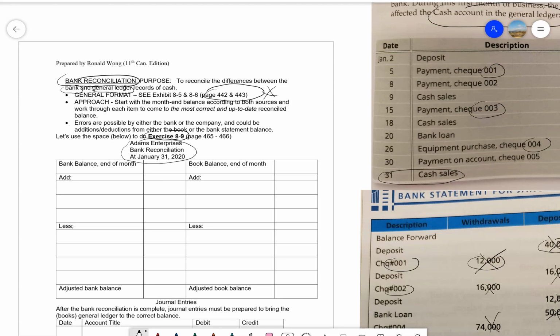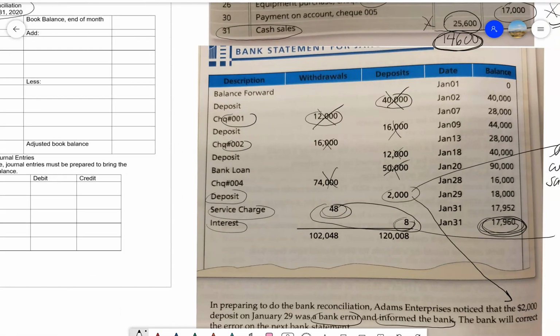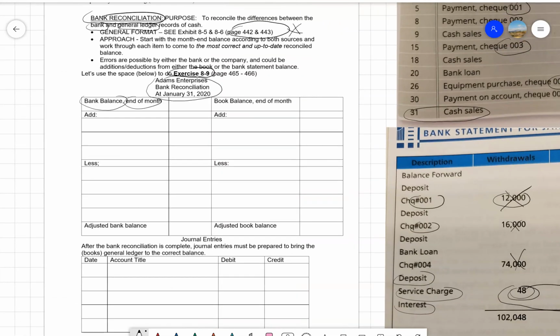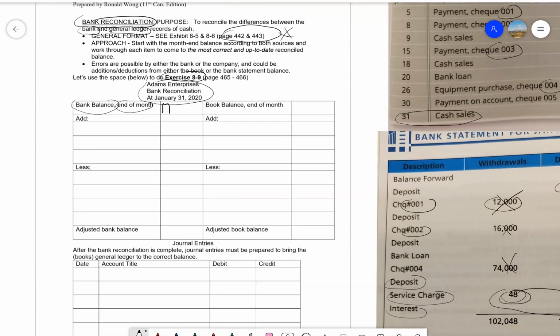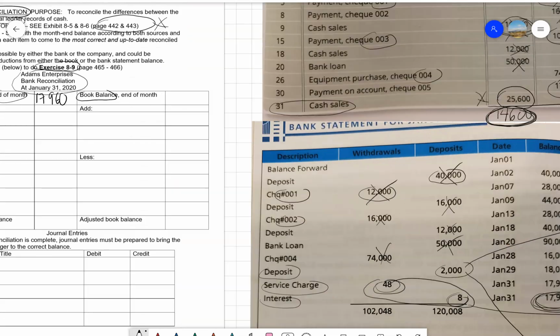Now we're going to start off with the bank statement balance at the end of the month. And if we go back to the bank statement, what was the balance? $17,960. So that's the starting point. And then what's the starting point for the book or the general ledger cash account? That was $14,600. So let's start with that there.